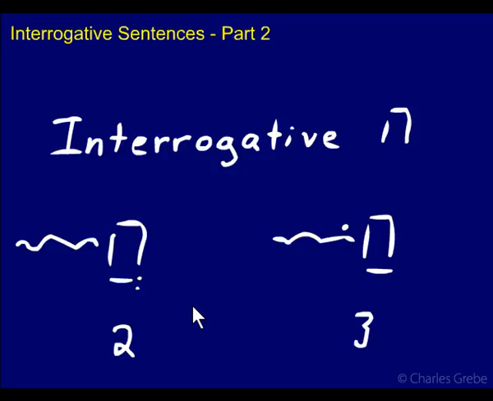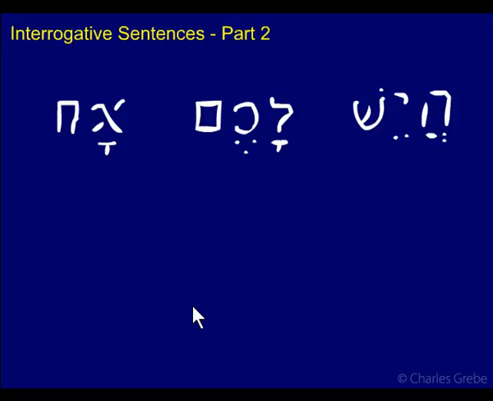Okay, let's look at an example. Here we have Hayesh lachem ach. Now, this is our interrogative hey, so it marks it as a question. Yesh is the particle of existence, I guess you could call it. If you go back to chapter 13, we covered yesh and ein. One means there is, and the other means there is not. And we also noted that yesh can be used for possession, meaning literally there is to him something. There is to him a house, he has a house. So that's what's going on here.